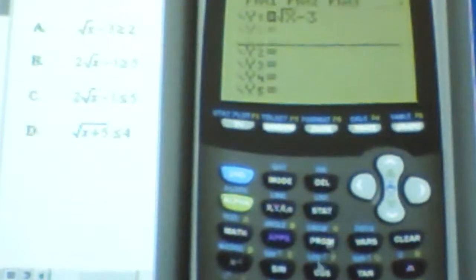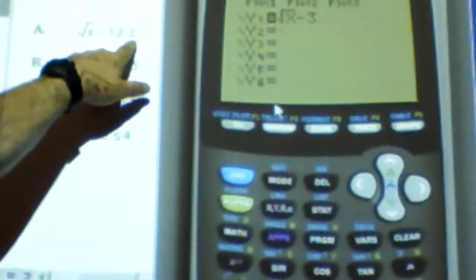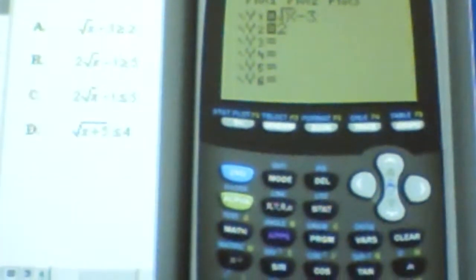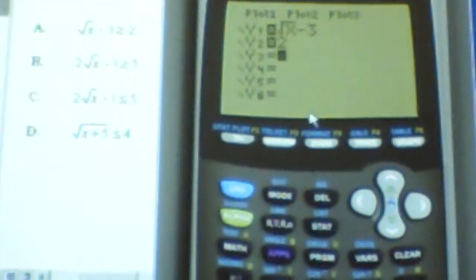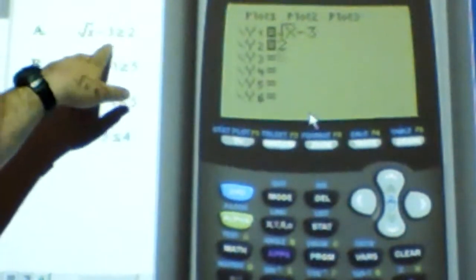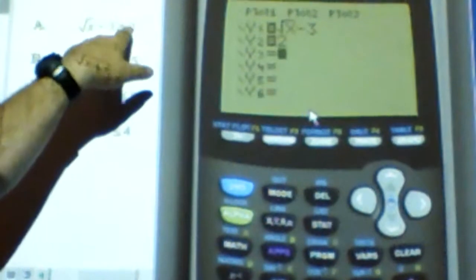And then I want to go to the next line and put in the 2, the right side of the equation, in the y2. And again, press enter. So you see we have the square root of x minus 3, the left side, in y1, and the right side of the equation, 2, in y2.